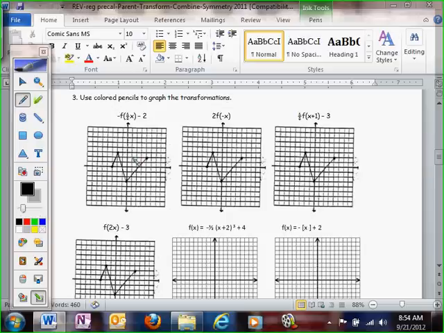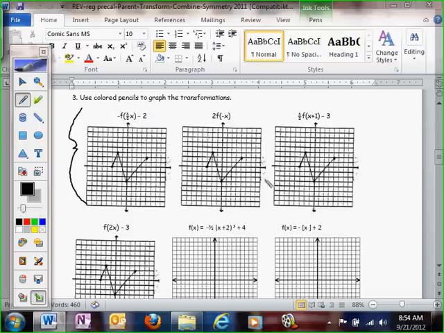Okay, moving on to number 3. It says use colored pencils to graph the transformations. Now we have two different types. We have this type where you're already given this function that's drawn here. You have 1, 2, 3, 4 ordered pairs, and it wants you to do these transformations with those ordered pairs.